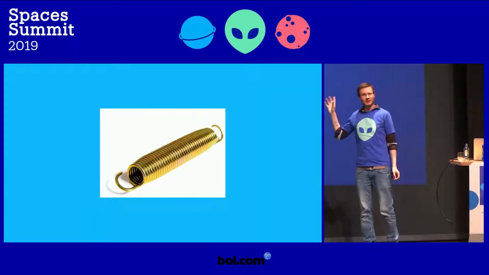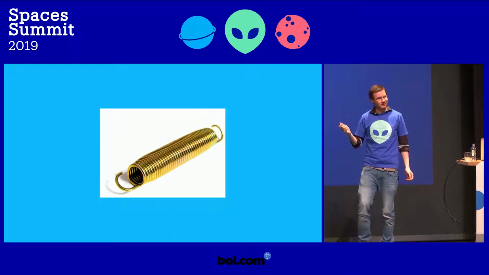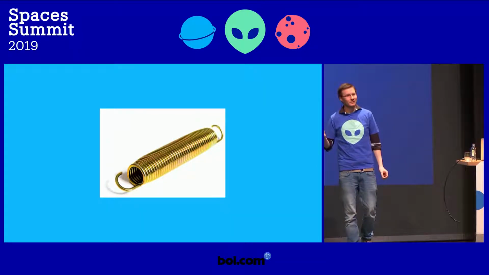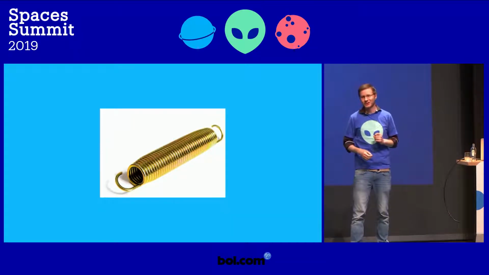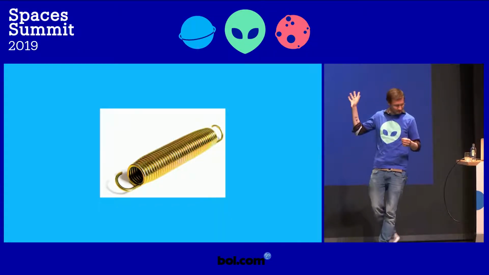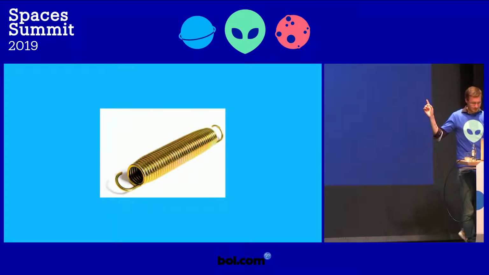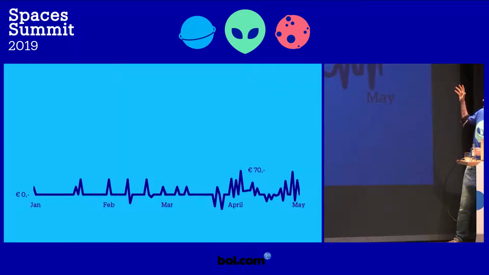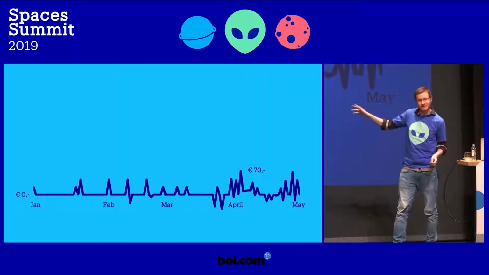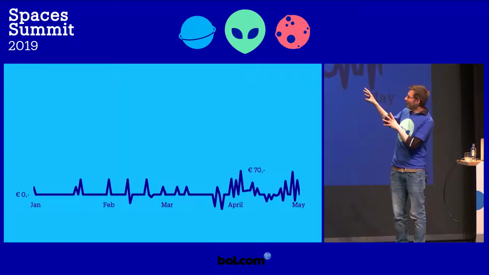This is a trampoline spring, something we sell at our shop. So if you're a bit too enthusiastic when jumping on a trampoline and you need replacement parts, we got you covered. And being a financial system, we track our profitability. So this is how it might look for this particular spring.